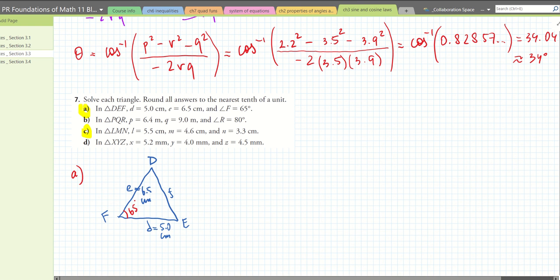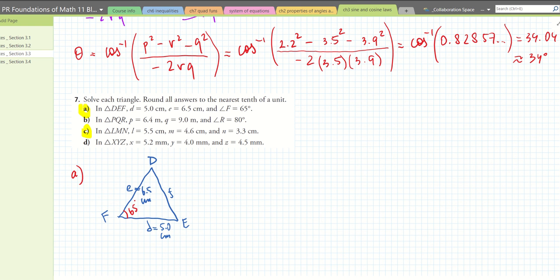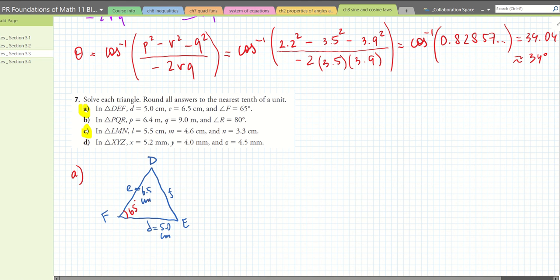Now, whenever you're solving triangles, you want to start using the sine law, because sine law is simpler than cosine law. But for sine law, you have to have an opposite side to an angle. Notice here that f, we don't know lowercase f, so we can't use sine law. We have to use cosine law. So let's use cosine law to find the side f first.